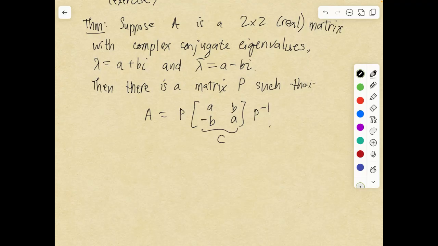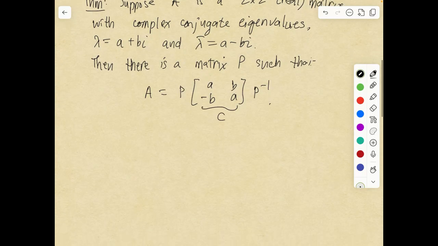After I prove this, then we're going to talk about how to find e to the CT. And e to the CT has a very nice answer. And once you know the answer, then you can find e to the AT, because it's just P e to the CT times P inverse. And that's what we're going to do. All right, so how do we prove this theorem?